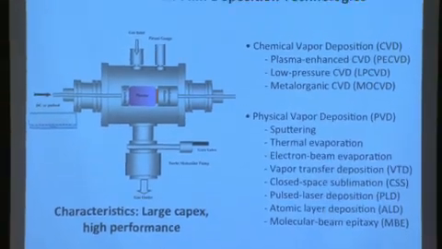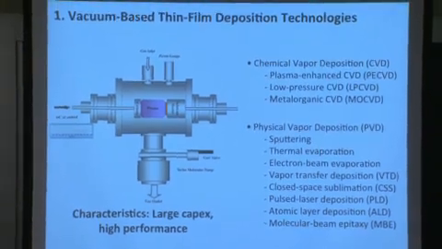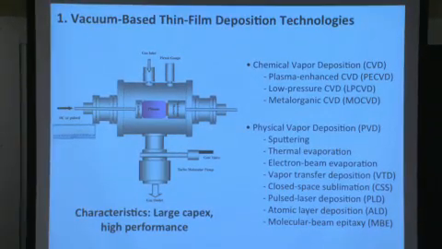So this is the material science processing class condensed into a few slides. Bear with me, it's very high level, but it aims to highlight the techniques that are most commonly used in PV today. We're going to start with what are called vacuum-based thin film deposition technologies.